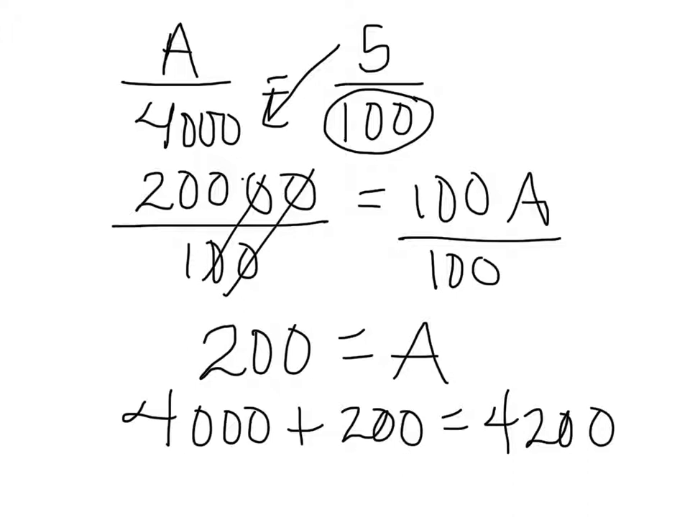Now let's go to example 2 on page 530. A salesperson making a salary of $4,500 per month has his salary increased to $5,000 per month. What is the percent of increase?